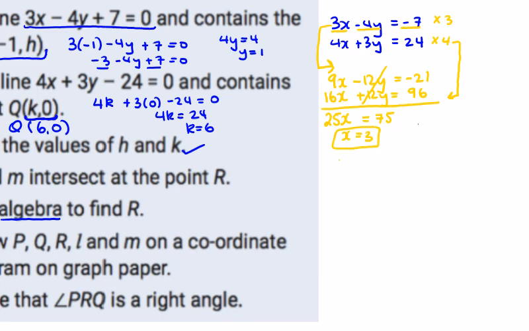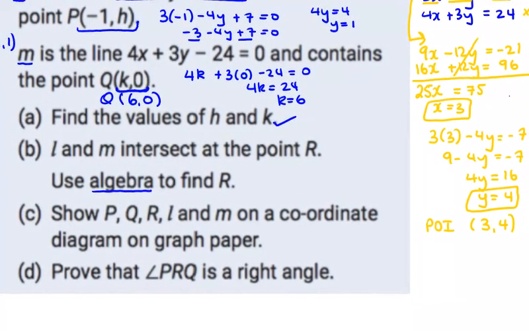What would y be then? I'll use the first equation, 3 times 3, putting 3 in for x, minus 4y equals minus 7. 9 minus 4y equals minus 7. Bringing 4y to the right and minus 7 to the left, we'll get 4y equals 9 plus 7. So y will be equal to 4. So the point of intersection, x is 3 and y is 4.